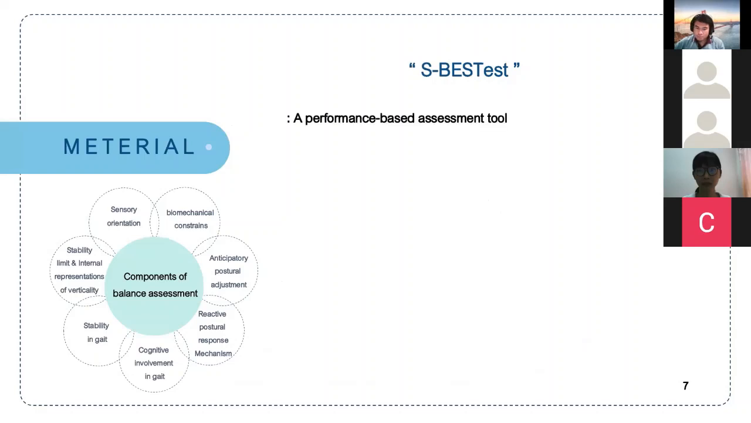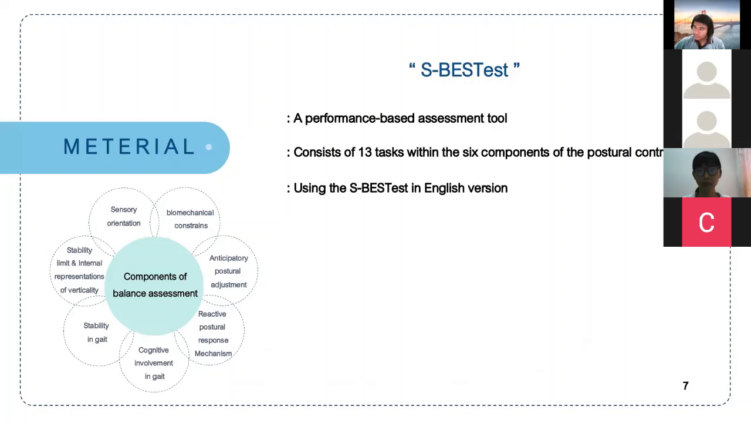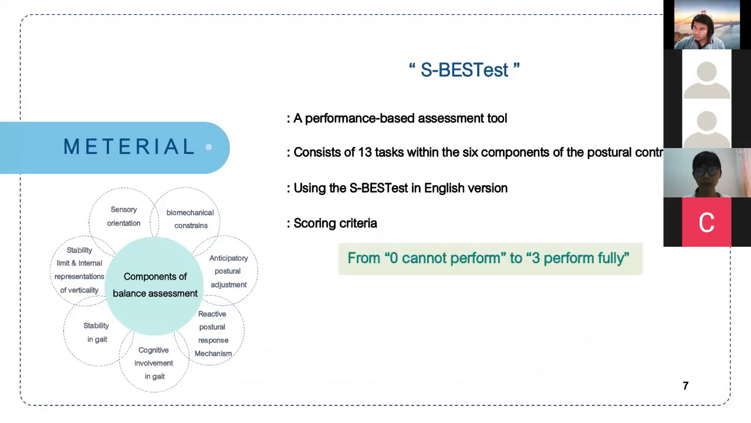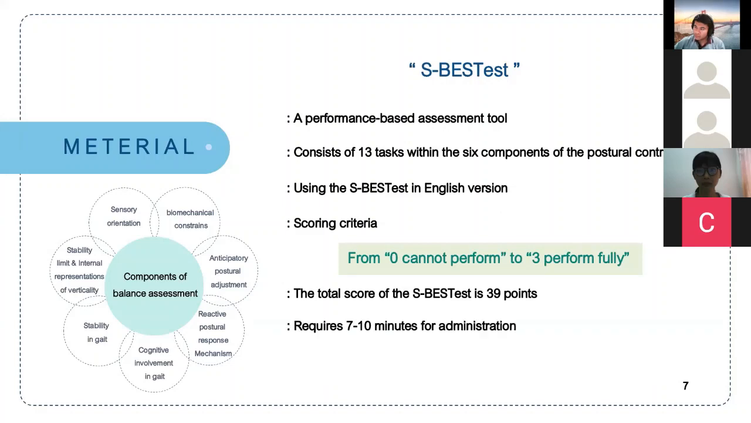The S-BESTest is the material of this study. The S-BESTest is a performance-based assessment tool that consists of 13 tasks within the 6 components of the postural control system. This study used the S-BESTest in the English version, and each task has its criteria to determine patient performance, ranked from 0 to 3. The total score of the S-BESTest is 39 points, and it requires 7 to 10 minutes for administration.